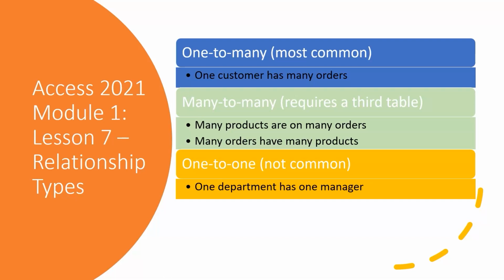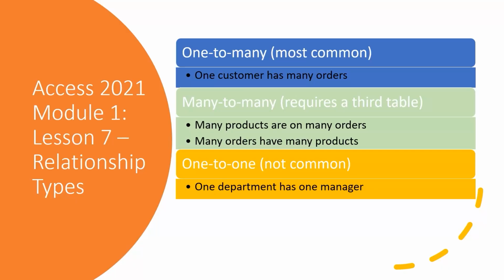Then you have a many-to-many relationship type. It requires a third table, so it actually ends up being 2 different one-to-many relationships. The third table would be known as a junction table. It would typically include the primary key fields from the other two tables, and it could have its own primary key field as well as additional fields. So many products are on many orders, and many orders have many products.